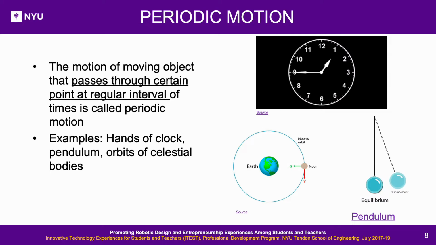Periodic motion. Any motion in which an object passes through a certain point at a regular time interval is called periodic motion. Common examples include the motion of the hands of a clock. The hour hand passes through each hour number once every 24 hours. Orbital motion of Moon around the Earth, every 27 days, etc. Note that periodic motion may or may not be oscillatory, but oscillatory motion is always periodic.